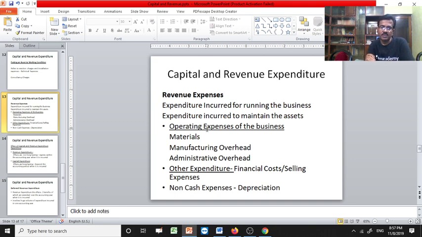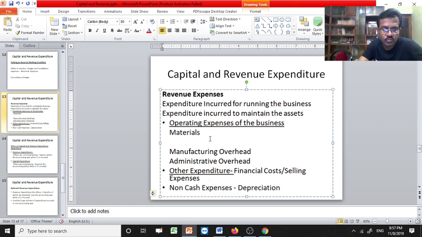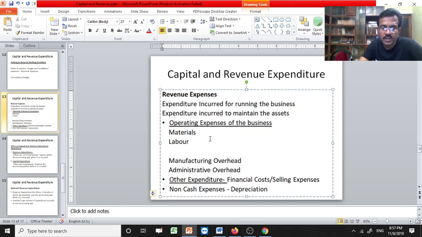So the materials cost. If you want to manufacture something, you need to buy the materials. Then you have manufacturing overhead. So materials, and then you also have the labor. Then you have certain direct expenses also.